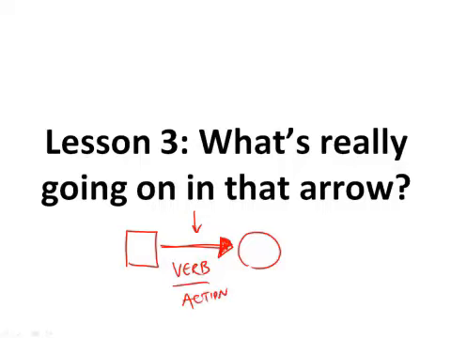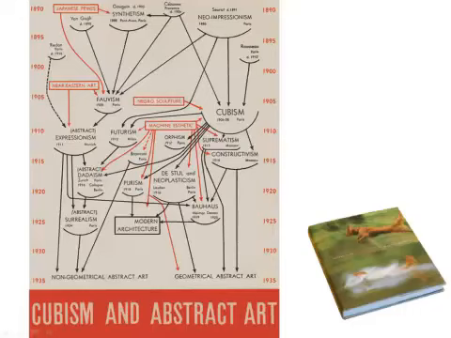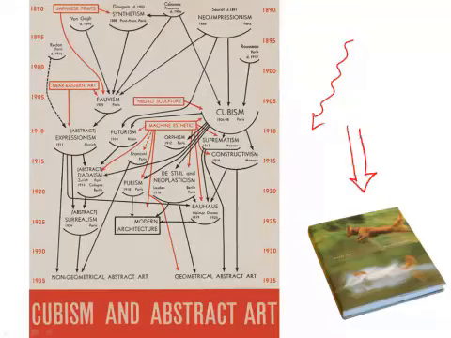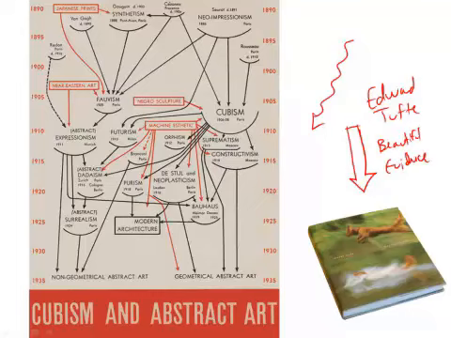And what kind of action does it really represent? For anybody who's interested in trying to figure out what's actually going on in that arrow, I strongly recommend this book by, of course, Edward Tufte, the famous data visualization expert. This book is called Beautiful Evidence. And starting with this chart, which was drawn in 1936 by a gentleman named Alfred Barr, who at the time was head of the Museum of Modern Art in New York.